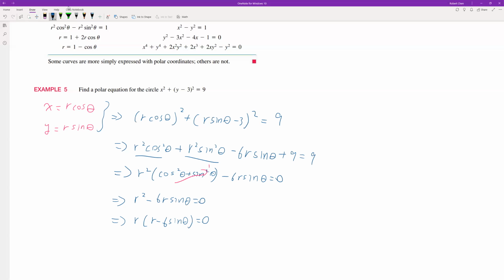Right? So basically we get two possibilities: r is equal to 0 or r minus 6 sine theta is 0. Now r equal to 0 is just a point on the pole, or the origin, right? So we're not going to worry about that. And r minus 6 sine theta equal to 0 will be our circle, or we can write that as r is equal to 6 sine theta in polar form. Right? And that is our final answer, which represents the same circle that looks like this.